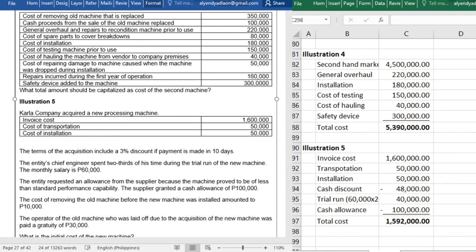Okay, so I guess that is all for the discussion of machinery. Hopefully you are going to practice what I presented here. Just have a screenshot and then practice answering without looking at the solution. Also, practice answering the practice problems that I am going to give you about land, building and machinery.